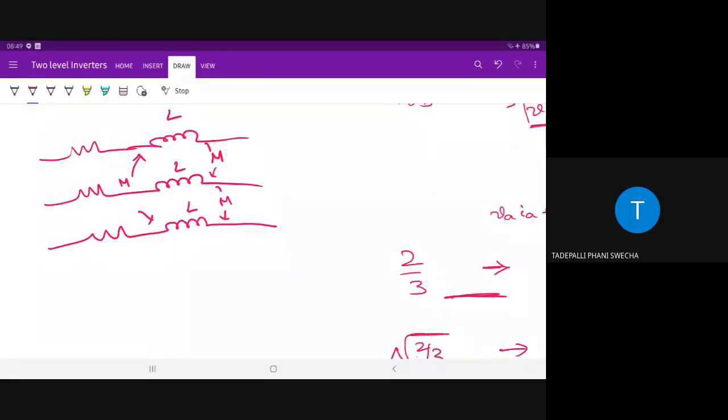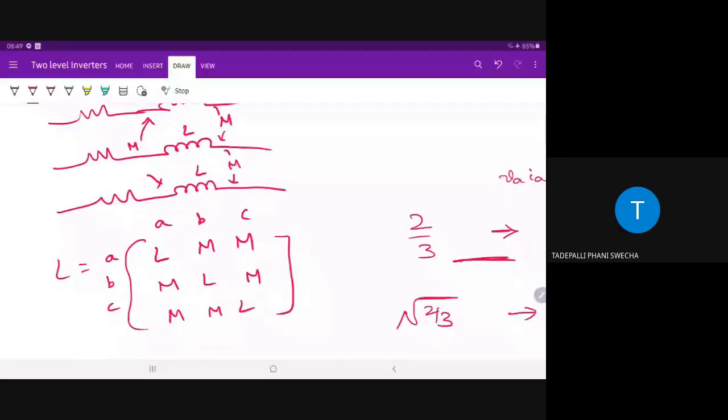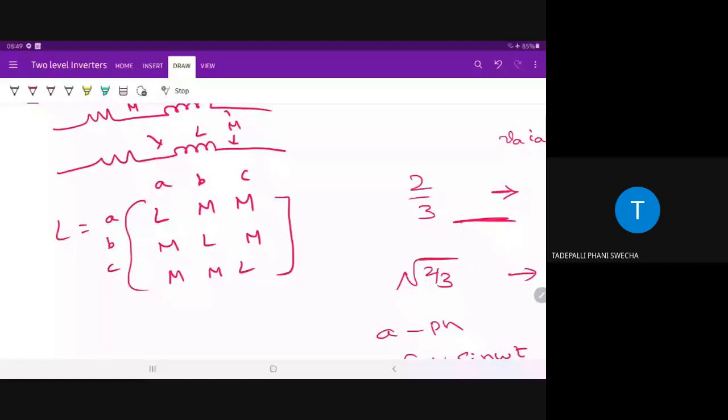So we have considered one transmission line of three phases. The line inductance I assumed is L, but there is a mutual inductance between the lines that I assumed as M. Okay. So how will the matrix look? Inductance matrix. So it is self-inductance L, and mutual inductance M. This is A phase, B, C, and this is A, B, C. Agree? This is the inductance matrix, right?